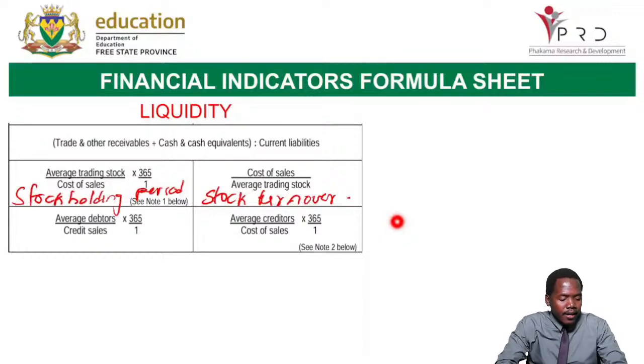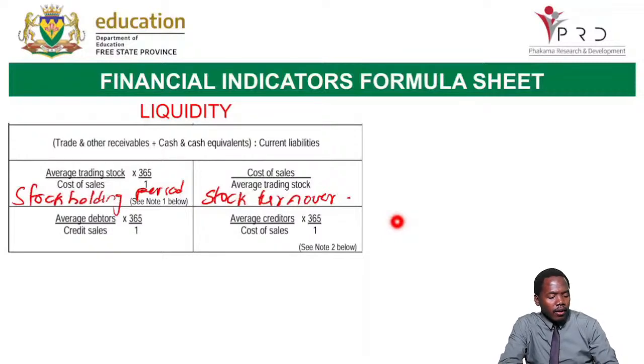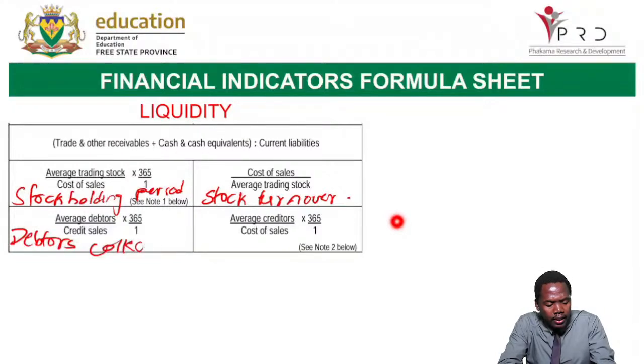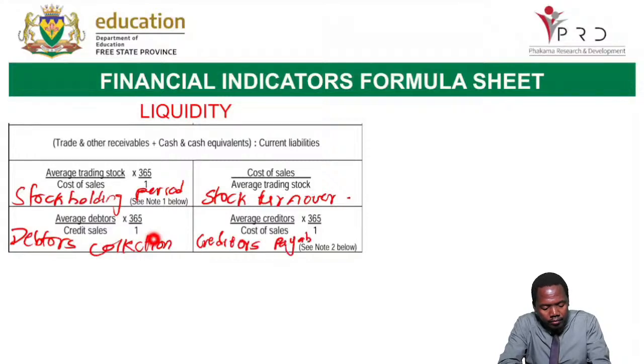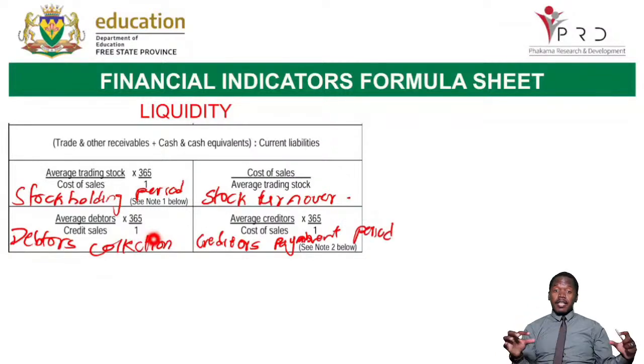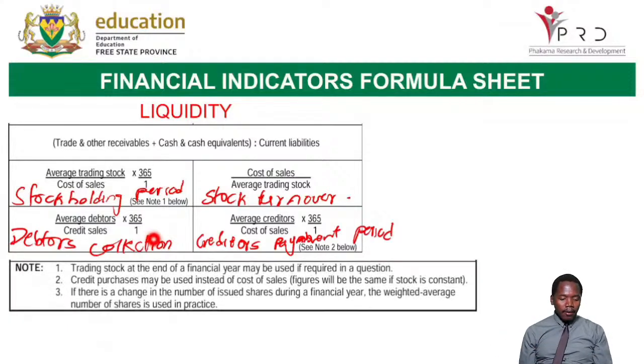Now the next one is average debtors over credit sales. So this is our debtors collection period. We also deal with this one in paper 2, remember? And then average creditors over cost of sales. This is our creditors payment period. Now, grade 12s, remember, there's a fine print regarding the two. We are going to look at that just now.